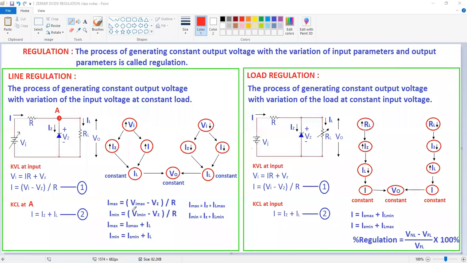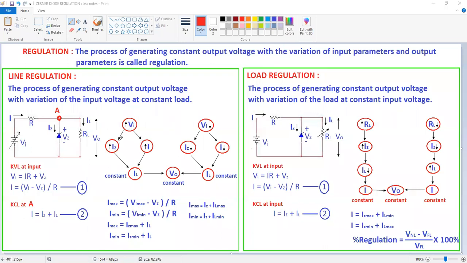So here VZ is constant and this resistance R is also constant. If you increase this VI, what will happen to I? I is going to increase. Why? Because I is proportional to VI, as these two are constant. It means when you increase the input voltage, I is going to increase.